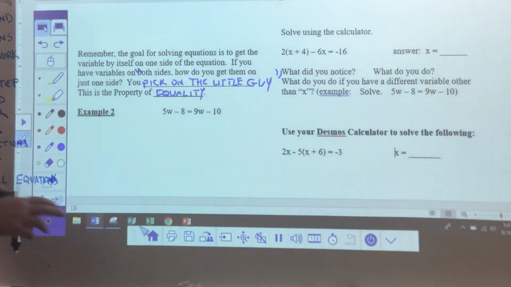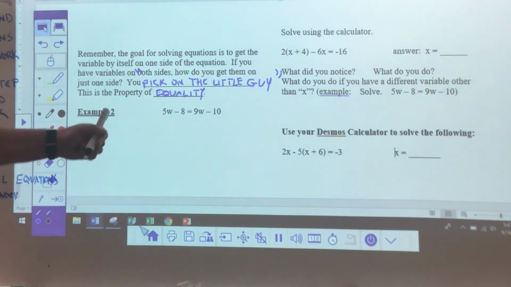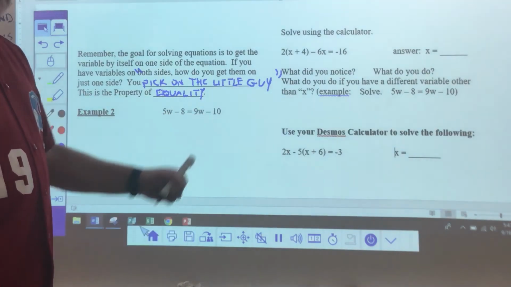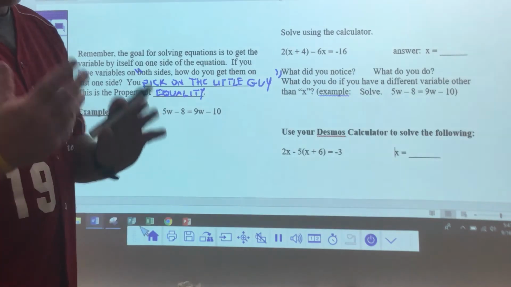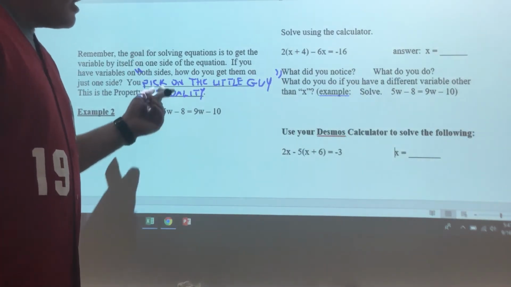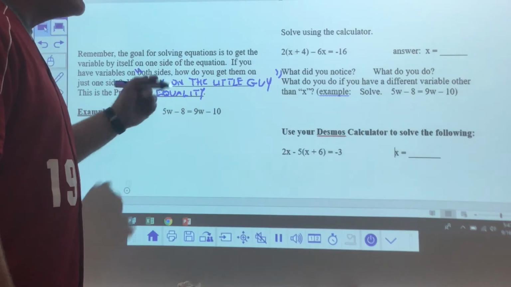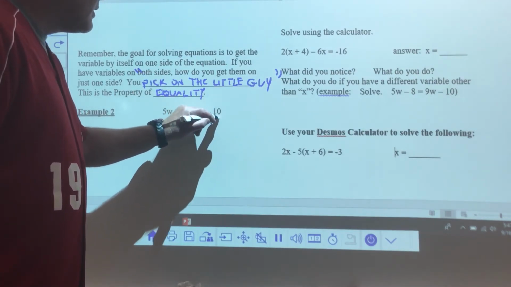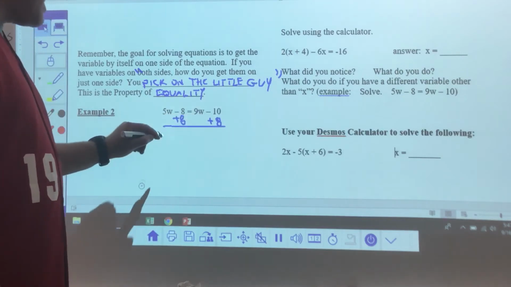But let's look at example 2 here. It's a little different one. It's got 5w minus 8 equals 9w minus 10. Now watch me solve this. I'll talk about what I'm doing out loud. Maybe in here I'll go ahead and, let's say, add 8 to both sides. Add it to both sides.